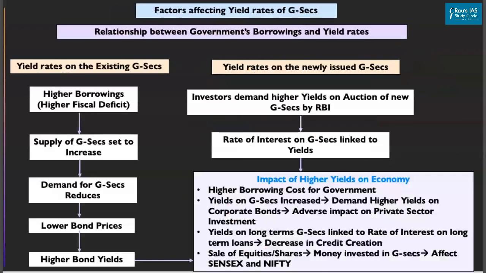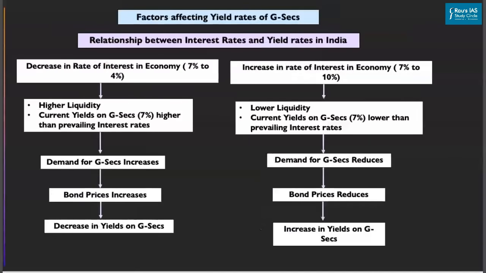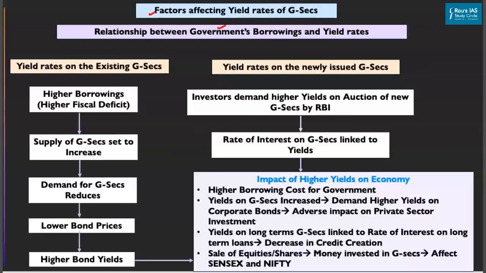Now coming to various factors which affect the yield rates on the government securities in India. So basically there are three factors. One is the extent of government's borrowings. The second one is the rate of interest in the US. And the third one is the rate of interest in the Indian economy. So coming to the first aspect, that is the government's borrowings.